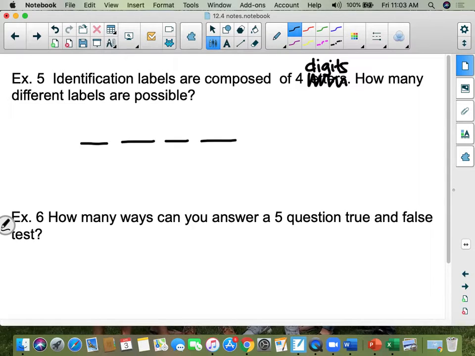Isn't your lunch number 4 digits? I think it is, isn't it? If I'm wrong, I'm wrong, but I think it's 4 digits. I don't go through the lunch line, but I think it is 4 digits. Let's say, how many lunch numbers can you pass out to our school if you use 4 digits? How many different labels are possible?